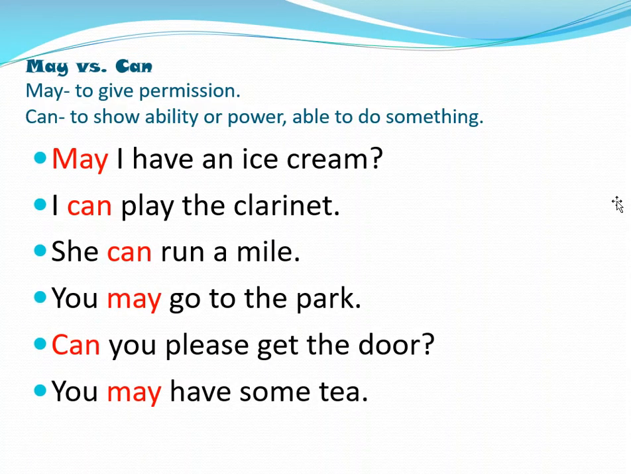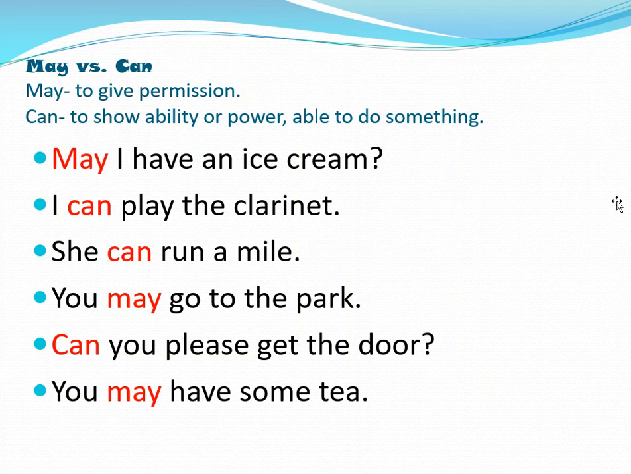May I have an ice cream? That would be because the person was asking for permission. The next one was, I can play the clarinet. That person was telling you about their ability to play the clarinet. She can run a mile. That person was also telling you about their ability to run a mile. You may go to the park. Another person is speaking to another person and they are giving them permission.